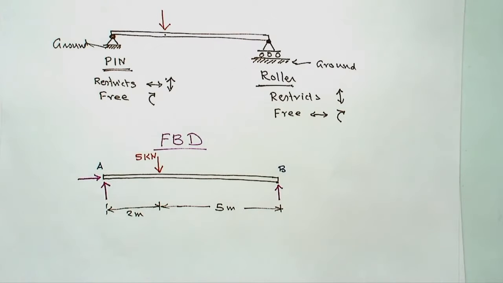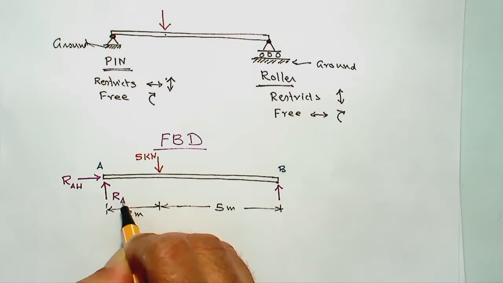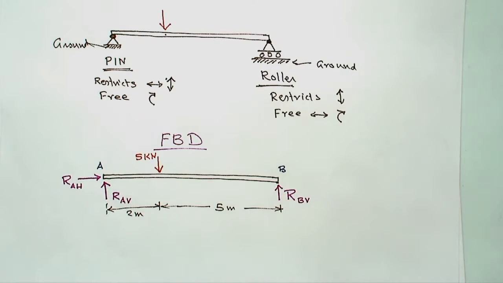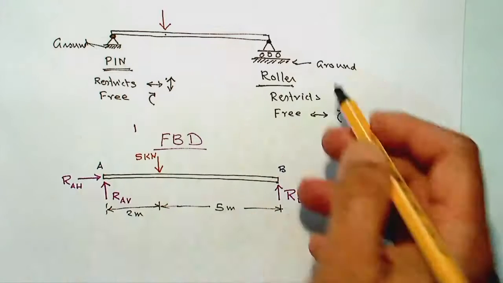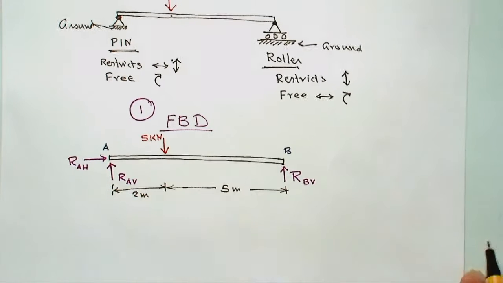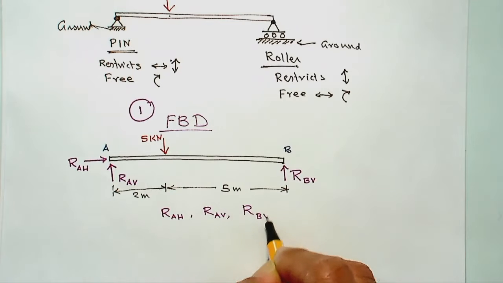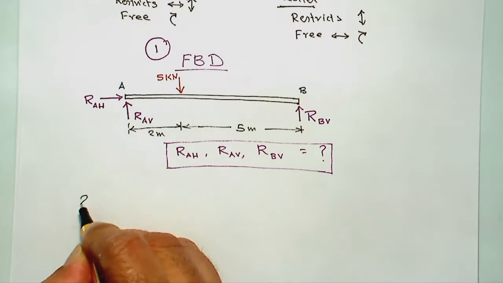Now if we have to calculate these reaction forces, let's say we call this the reaction force at A in the horizontal direction. And this is the reaction force at A in the vertical direction. And this is the reaction force at B in the vertical direction. Let's say these are the three nomenclature that we use. How do we find out? So this was the first step, draw a free body diagram. So first of all, you need to look at the supports and then you draw the free body diagram. Second thing, I need to know what are these forces. So the question is, what is RAH, RAV and RBV? So what are these three values? This is what it is asking. So to do that, we will go to our second step, which is the equilibrium equation.